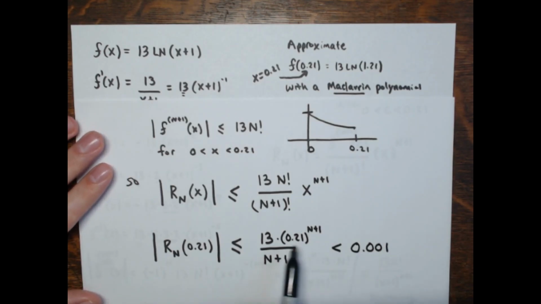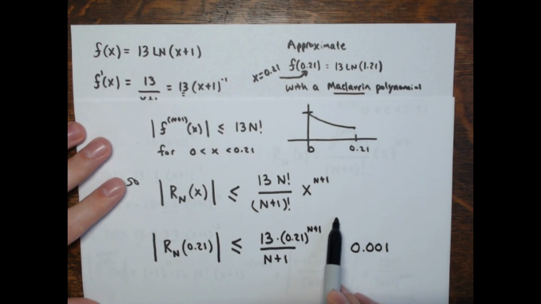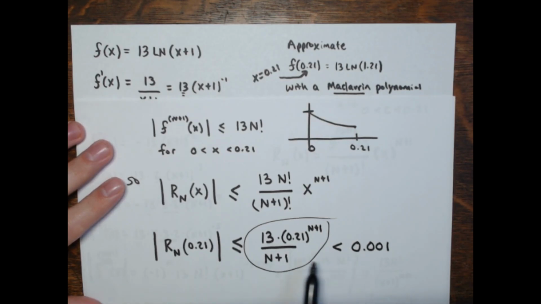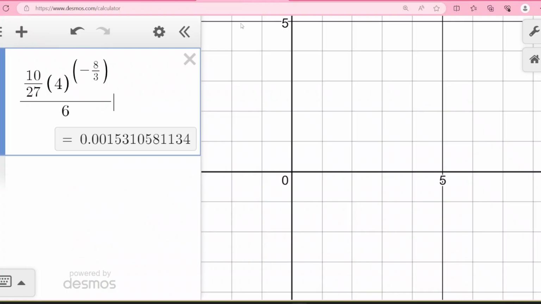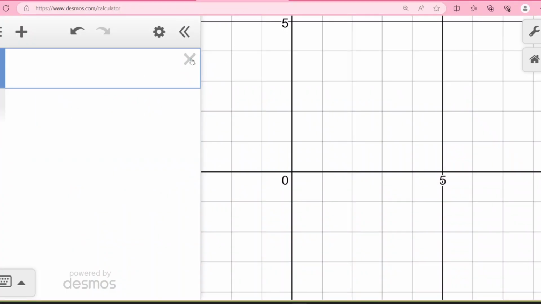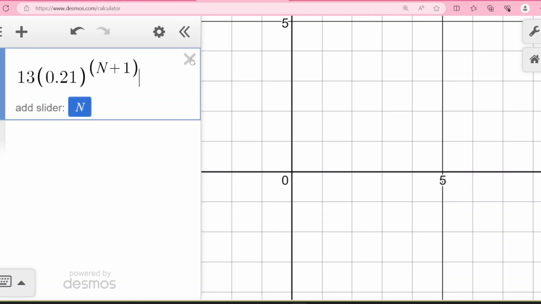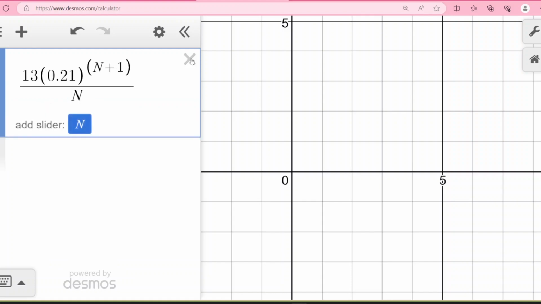So once again, I'm going to go to a calculator here and enter this expression, changing the values of n one at a time until we get a value less than 1,000th, and then we're guaranteed that the error will be less than 1,000th. Perhaps I'll even show that too when we look at our polynomials. The expression I have is 13 times 0.21 to the capital N plus 1 power, divided by capital N plus 1, and I'll add a slider for n.